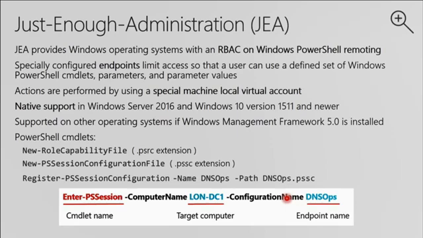Even blocking the ability to read files. You can, for example, restart the machine, you can restart services, but you are not able to read a single file from the machine you are connected to using a PowerShell remote console. This is the philosophy behind just enough administration. So you are building a role capability file including just the commands that your admin user, connected to a remote machine using the PowerShell remote console, must be able to do.